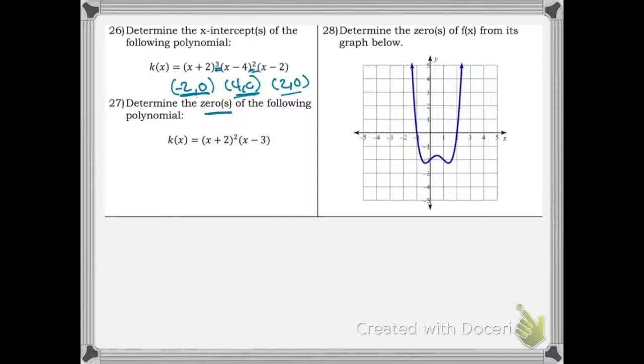Determine the zeros of the following polynomial. Remember what we said, zeros are the same thing as x-intercepts. Okay, they're the same. Zeros, though, you don't have to give a coordinate for. You can just say 0. The zeros of this polynomial are going to be the opposite of this and that. So the zeros are -2 and 3.